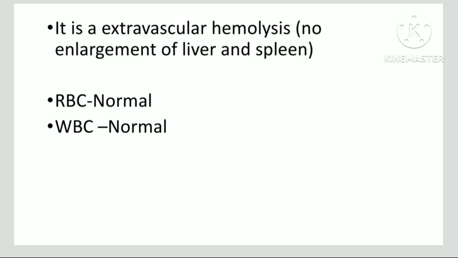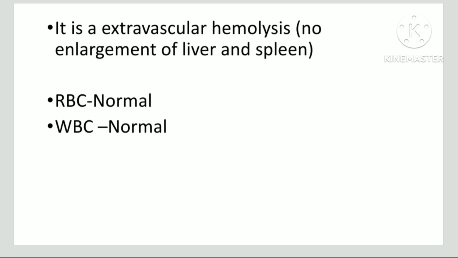Here, contrary to the usual case in extravascular hemolysis, that is splenomegaly, though it is an extravascular hemolysis, there is no enlargement of the liver and spleen. That is another point you should note. And the next very important thing is that here the RBCs and WBCs are normal. Why should RBCs and WBCs decrease here? What is the pathology here? Antibodies against the receptors of the platelets, as a result of which platelets are being destroyed in the spleen. There is no involvement of RBCs. There is no destruction of any RBCs or WBCs here.